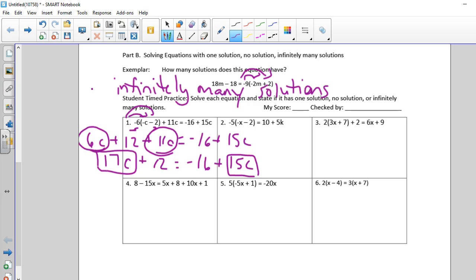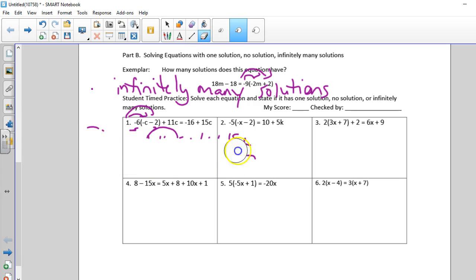So this one has a solution because the c's are still in there, the variable is still there. So I'm going to stop at this point because I see my pattern, and I'm going to say that this has one solution.